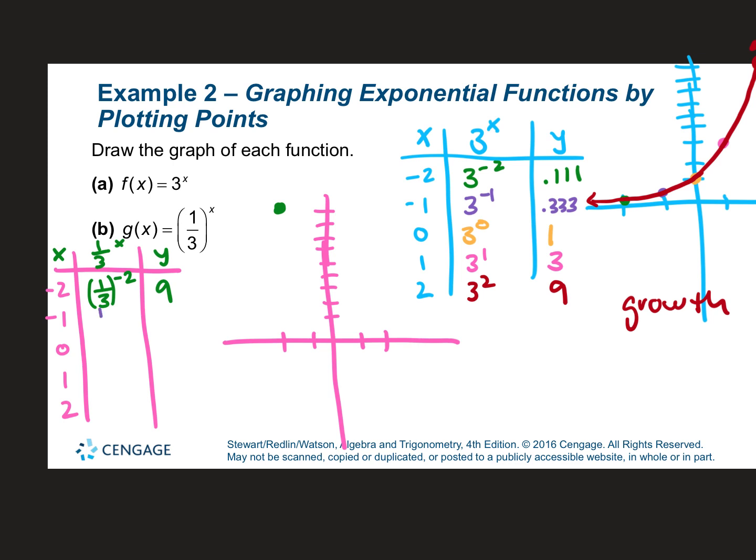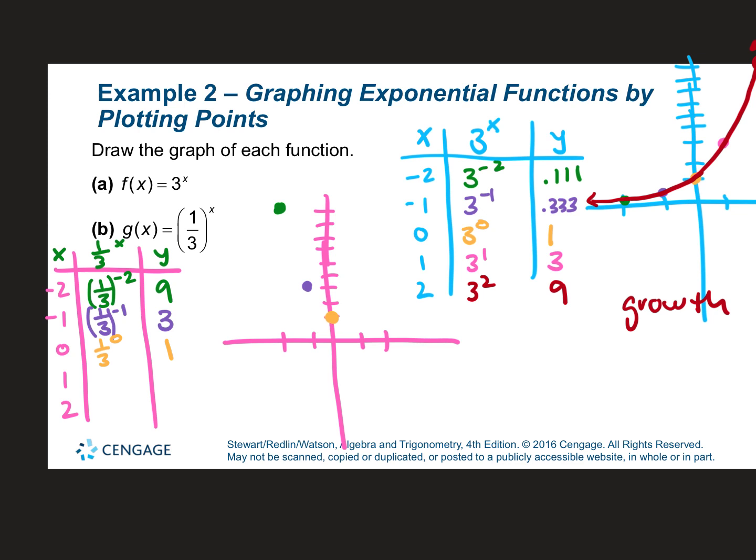Now we have 1/3 to the power of -1. What is 1/3 to the power of -1? What is it? 3. Awesome. So you go to the left 1 and up 3. What about 1/3 to the power of 0? 1. So we stay at 0 and go up 1.